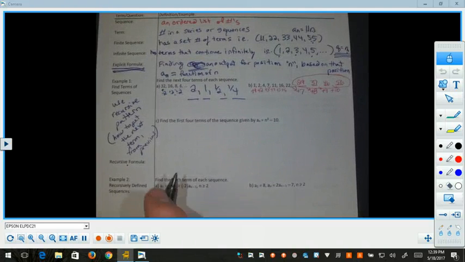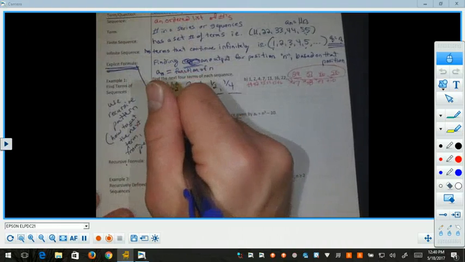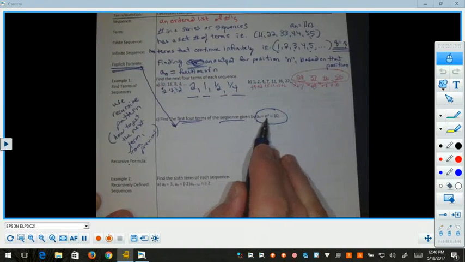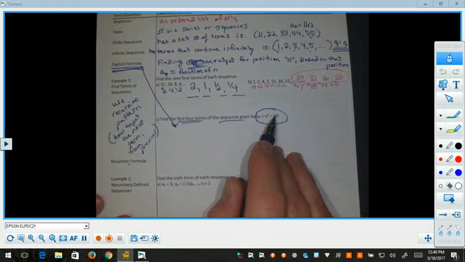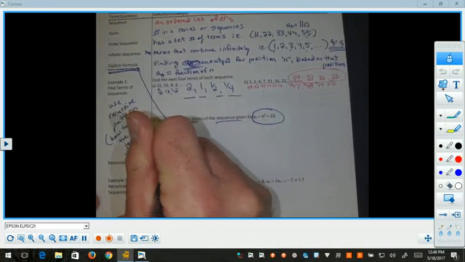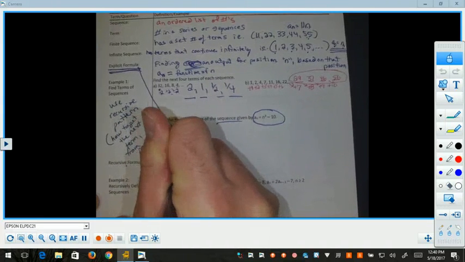Finding the first 4 terms in the sequence. So this time we're going to use the explicit formula, because they give us a rule that has a sub n and just n in it with some other operations. So what I'm going to do is find a sub 1, a sub 2, a sub 3, and a sub 4.